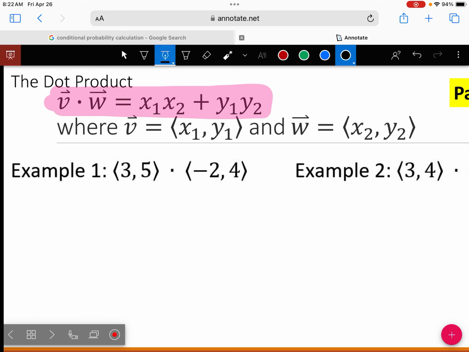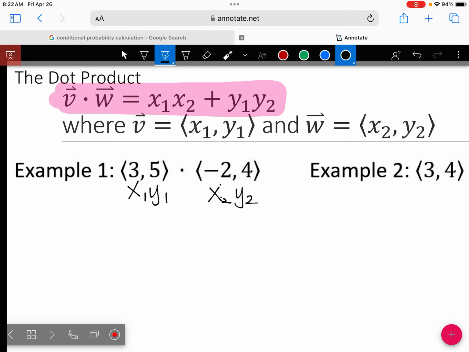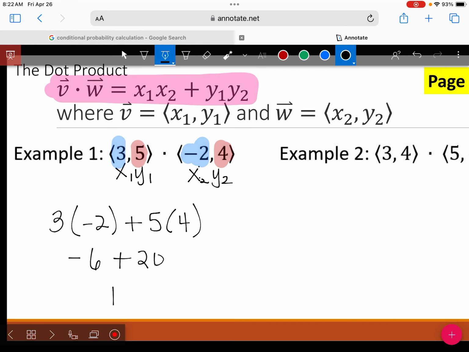I want to multiply these two vectors together. Let's label this: my first vector and my second vector. Let's multiply our x values together, and then also multiply our y values. So I have 3 times negative 2 plus 5 times 4. That would be negative 6 plus 20. So the dot product is 12. Go ahead and do the second one by yourself.